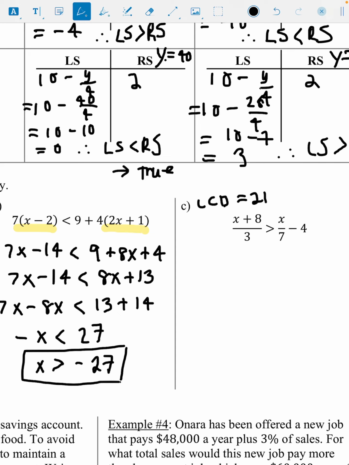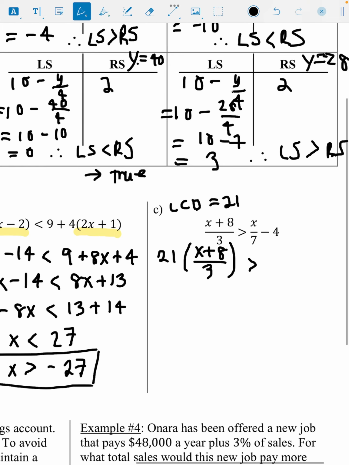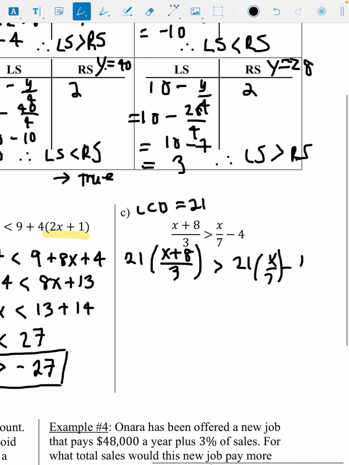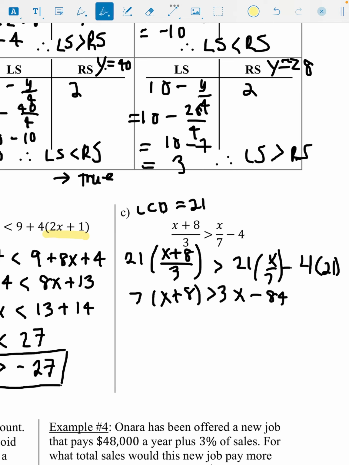So let's do 21 times x plus 8 all over 3 is greater than 21 times x over 7 minus 4 times 21. So just remember that with the fractions, you're dividing the lowest common denominator by the denominator of your fraction. So 21 divided by 3 gave us the 7 here. 21 divided by 7 gave us the 3.